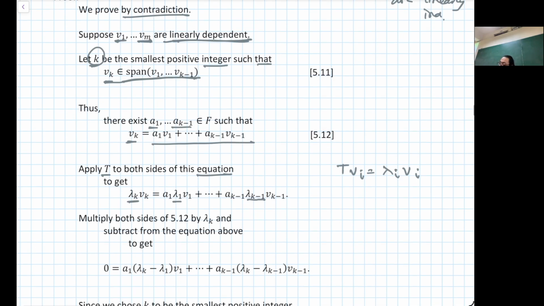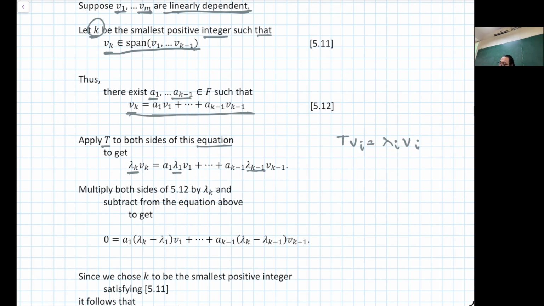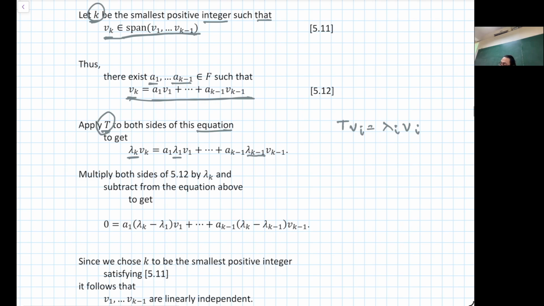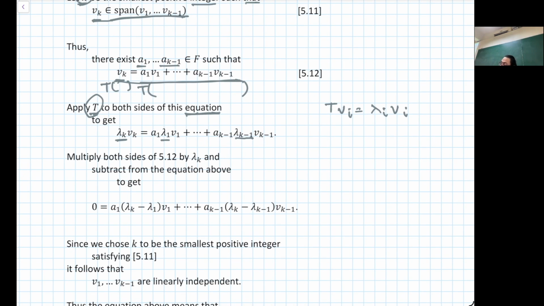Once you have this, we can write it more explicitly as a linear combination. We can write vk as a linear combination of the vectors. Is that fine? All right. Now we're going to apply T to both sides of this equation. We know T is linear, so this basically amounts to writing T vk equals a1 T v1 plus a2 T v2 and so on. And we also know that the vk's are eigenvectors, from the hypothesis of what we're trying to show.